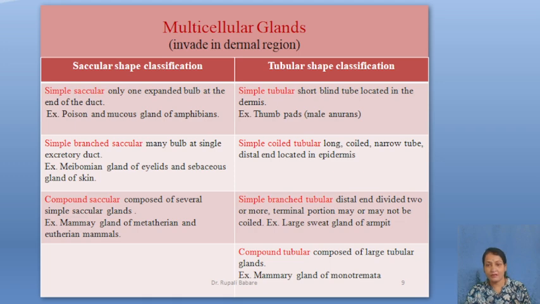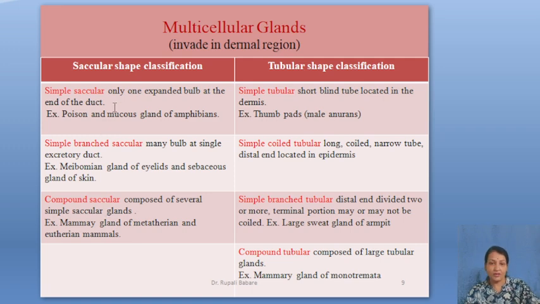Then the multicellular gland, which is again an epidermal gland classified on the basis of number of cells. As the name indicates, it has a number of cells in that gland. It invades the dermal region. The multicellular glands are classified on the basis of their shape into two different parts, saccular shape classification and tubular shape classification. So we now see first the saccular shape classification. This is composed of three types: simple saccular, simple branched saccular, compound saccular.